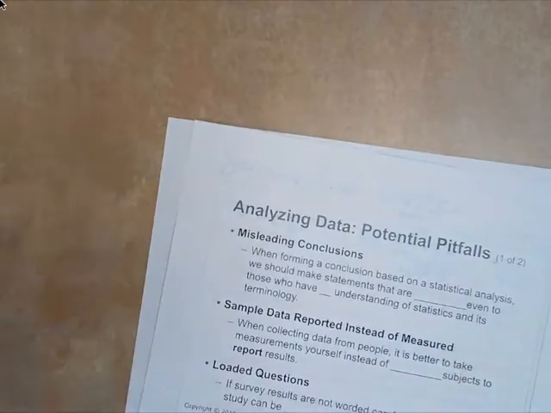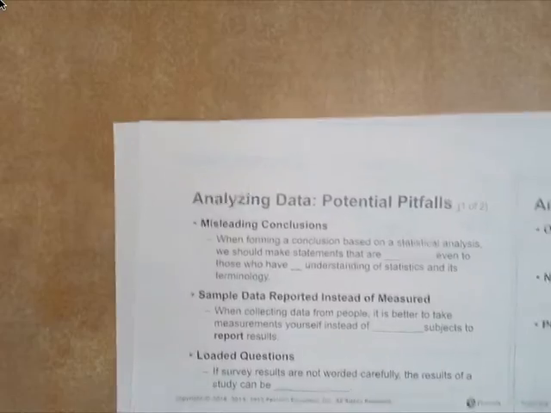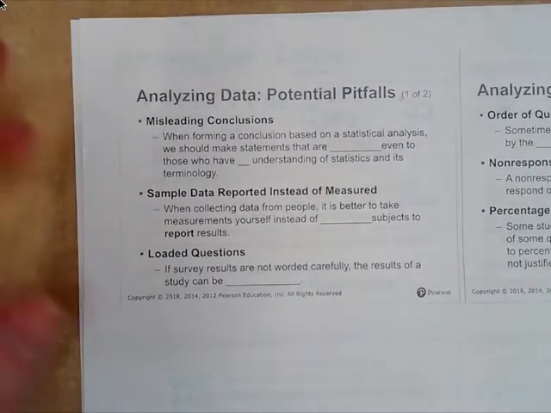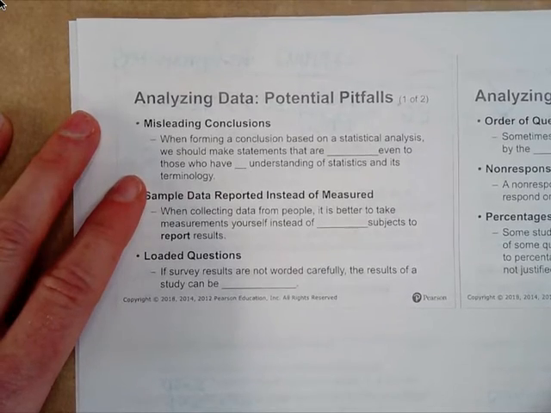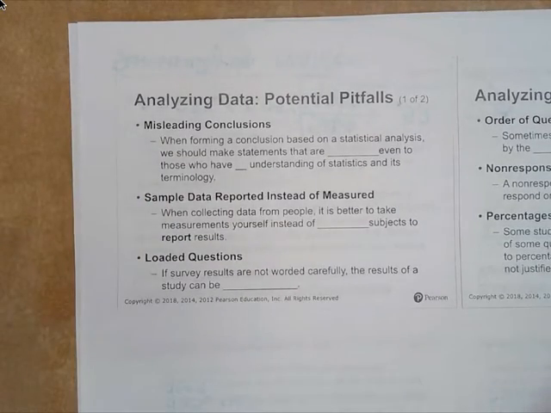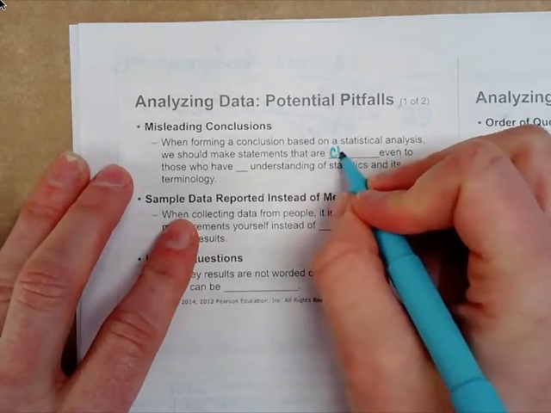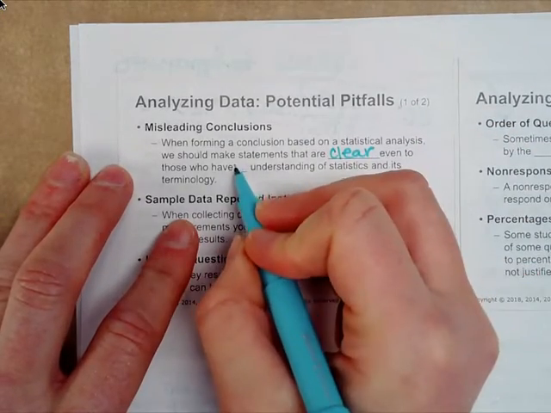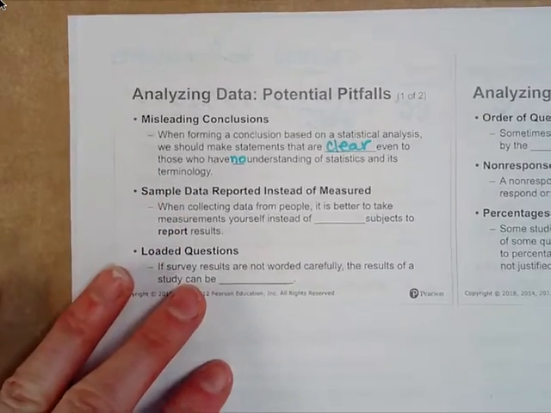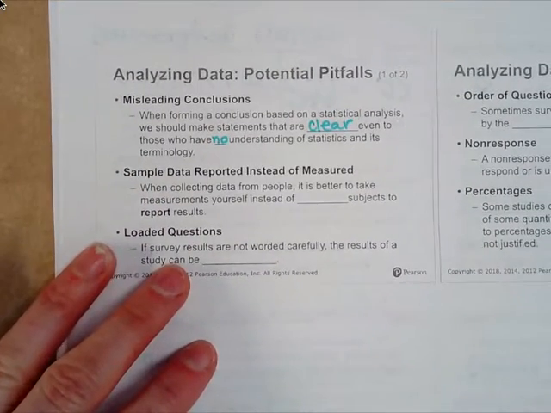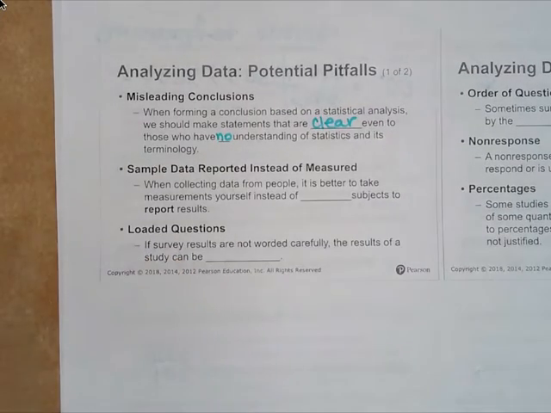Okay, we just need to go over a few pitfalls that can happen as we're analyzing data. So, misleading conclusions. When forming a conclusion based on statistical analysis, we should make statements that are clear, even to those who have no understanding of statistics and its terminology. So when we write our conclusion, we're going to write it in layman's terms. We have the math to back it up, but we are going to say, this is what was found, and make sure people can understand it.